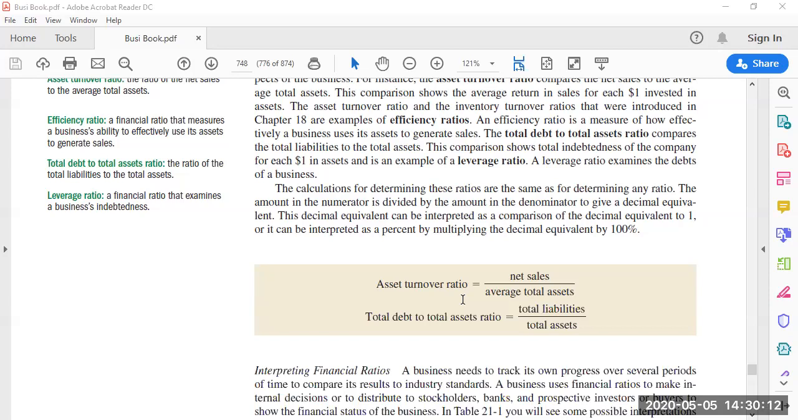And once again, there is a healthy amount of debt that a company should use. Debt is not necessarily a bad thing. Too much debt is bad. Okay. Now we have these ratios. So now how do we interpret these financial ratios? This is very important.